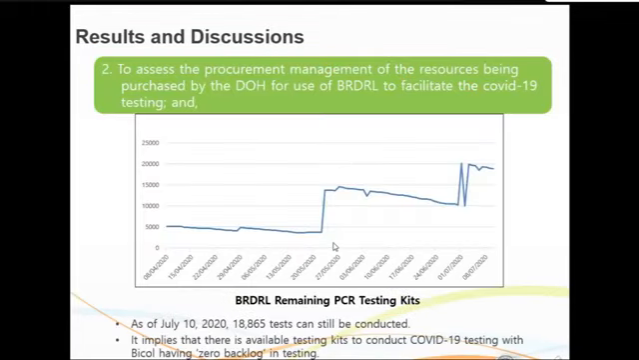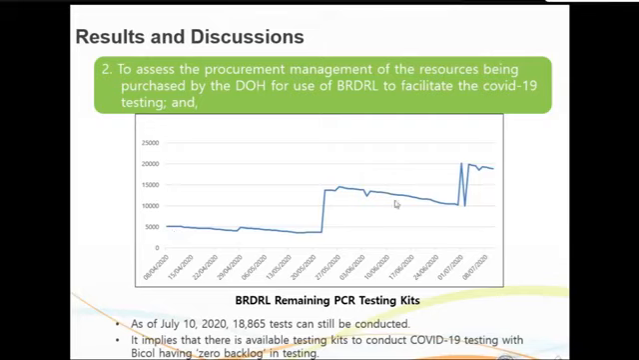For our second objective, which is to assess the procurement management of the resources being purchased, we took a look at the remaining PCR testing kits, which would give us an idea of how many COVID tests could still be conducted as of the moment. The graph shows that as of July 10, 18,865 tests could still be conducted. And from the graph, wala pong time na nakita kami na nag-zero siya.